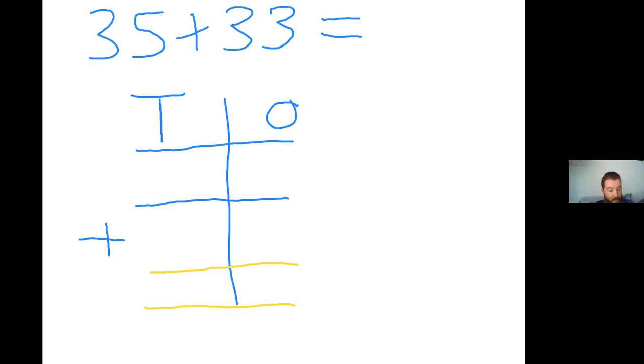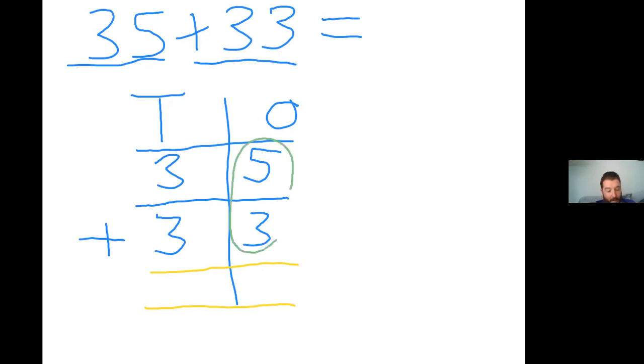Okay, let's go through it. So 35, 3 tens, 5 ones. Add 33, 3 tens, 3 ones. What do we need to do next? We need to add up all the ones. 5 add 3 is 8. Then all the tens. 3 tens add 3 tens is 6 tens. So 35 add 33 is 68.